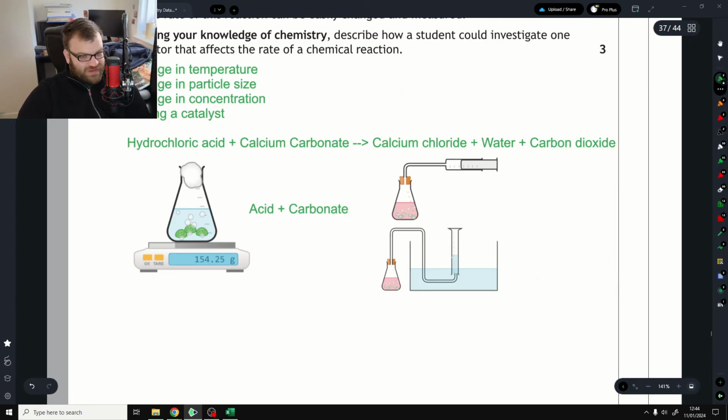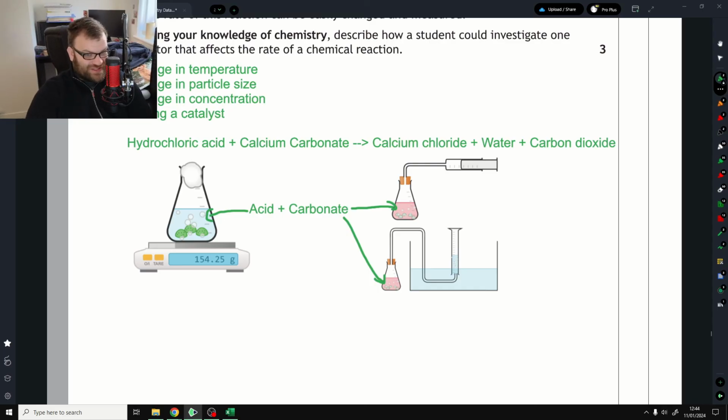Now, there's 2 ways we could do this. If we wanted to measure the mass of the gas escaping, we would use the one on the left with a balance. If we wanted to measure the volume of gas that's produced, we would use one of the 2 on the right. I'd probably draw the gas syringe one because it's just easier to draw.